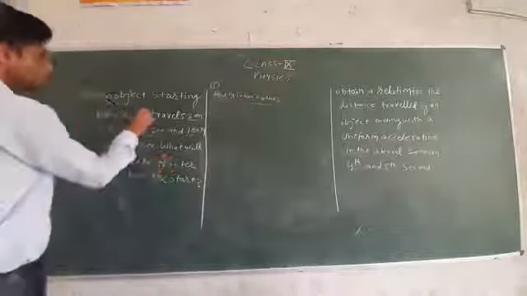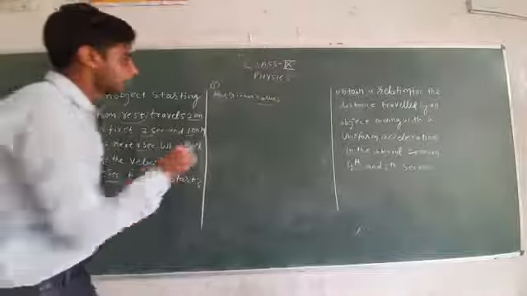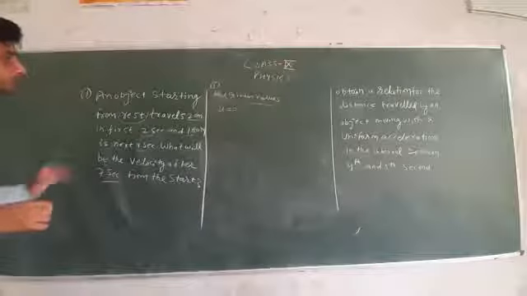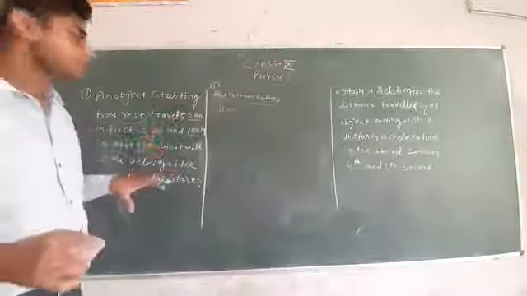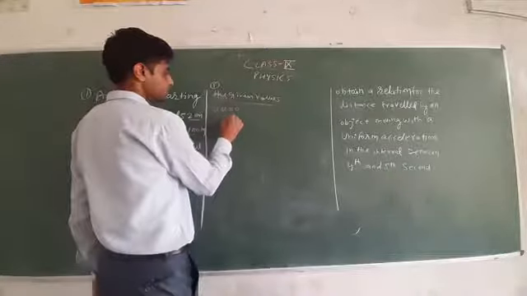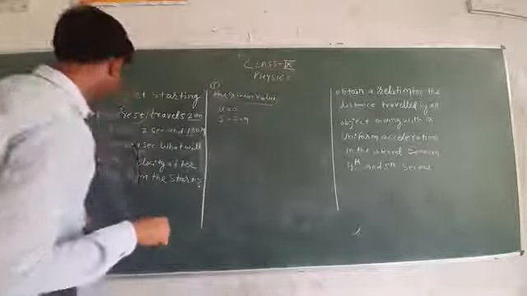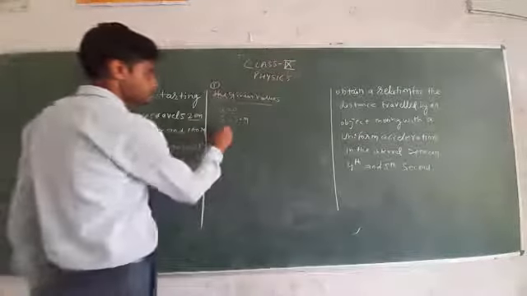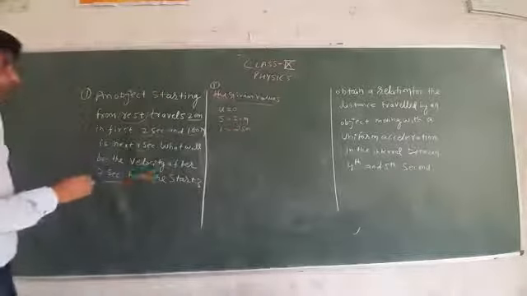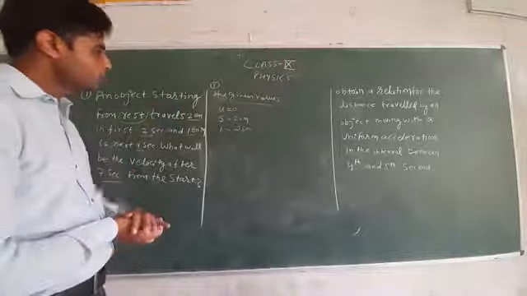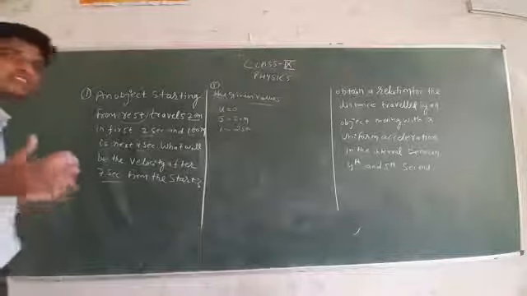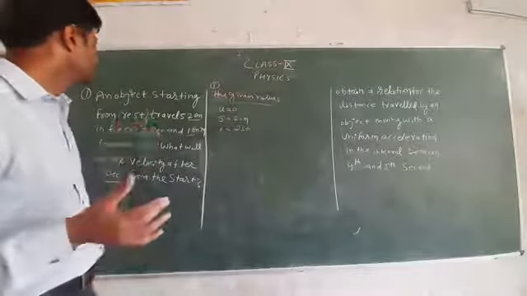Rest. So what is the meaning of rest? Rest means the initial speed is 0. As you know, u is the symbol of initial speed. Travels 20 meter means distance s equal to 20 meter in first 2 seconds, so t is equal to 2 seconds. By using these values, first we have to find the acceleration of the motion of the object.